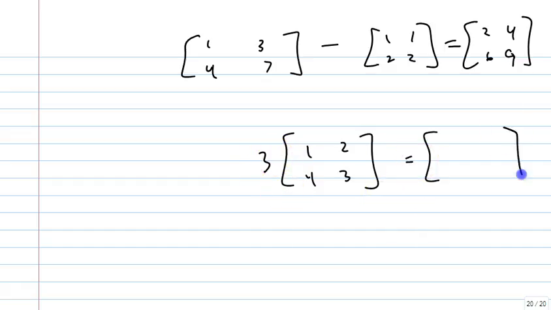What would your matrix be in the end then? Okay, so it would be 3, 6, 12, 9. Perfect. So multiplying by a number, and adding, subtracting, not too hard with matrices. Let's go on to the next thing.